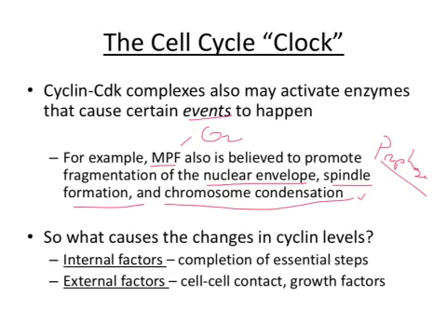Now the question becomes, what causes a change in cyclin level? We say it fluctuates, but why? And the answer is two things. We have some internal factors that allow the cell to go or to stop, and we have some external factors that we're going to look at here in the next couple slides.